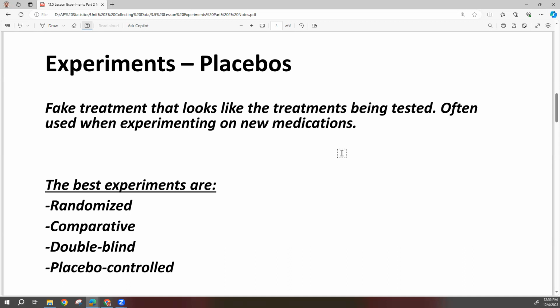So sometimes it's necessary to have a group take a medication or take a placebo so they are blind to what treatment they are part of. So when possible, we would like to double blind, and we would like to use placebos to control. We always want to be able to compare our results, and of course, randomization is always necessary.